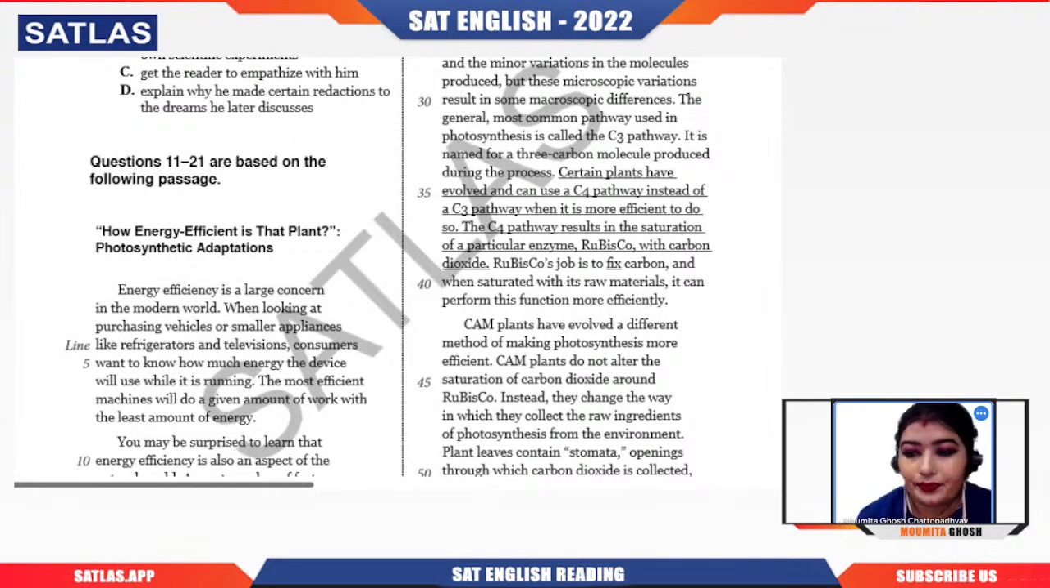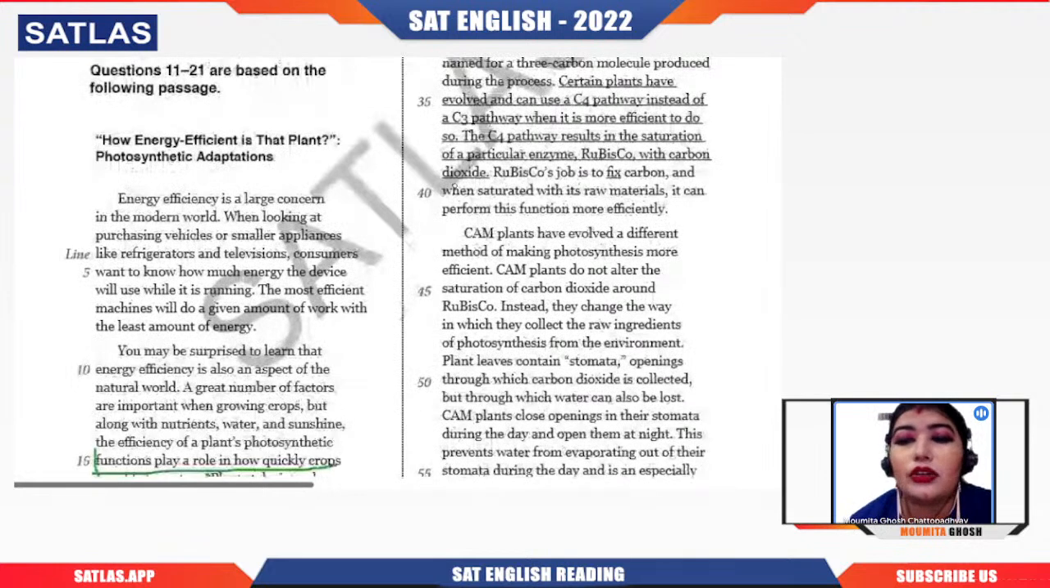It is being invested, or it is being kept as a storage for the next process of the photosynthesis. Rubisco's job: the author is telling about the function of the rubisco enzyme, which is to fix carbon, and when saturated with its raw materials it can perform this function more efficiently. So the main function of rubisco is to fix the carbon.